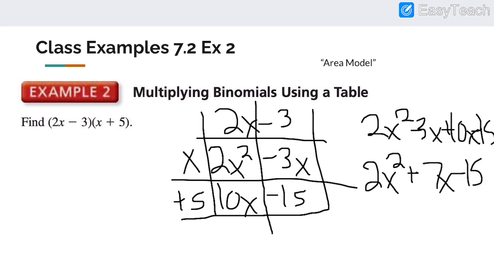You get the same values here as you would if you're distributing, like 2x times x is 2x squared, negative 3 times x is negative 3x, 2x times 5 is positive 10x, and negative 3 times 5 is negative 15. So you get the same things there as we did with the distribution. So for some people, having this table really helps them though. So if you like the table, go ahead and use it.